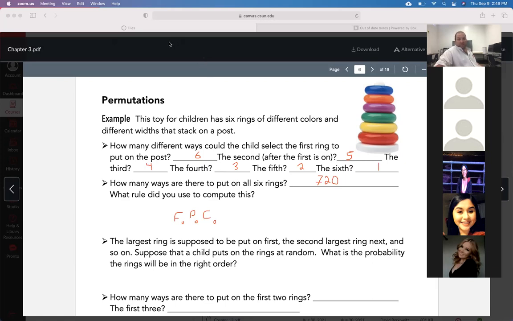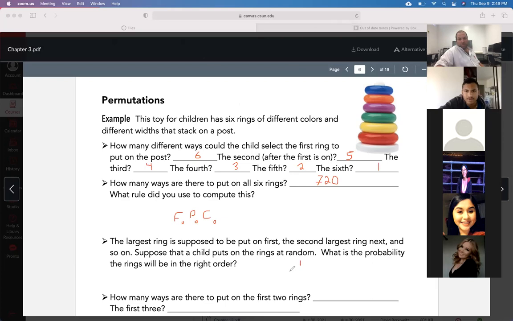6 times 5 times 4 times 3 times 2 times 1. 6 options for the first, 5 options for the second. 6 times 5 is 30, times 4 is 120, times 3 is 360, times 2 is 720, times 1 is still 720. Does that make sense? All right, fundamental principle of counting, 6 times 5 times 4 times 3 times 2 times 1. So what is the probability that the kid put them on in the right order?